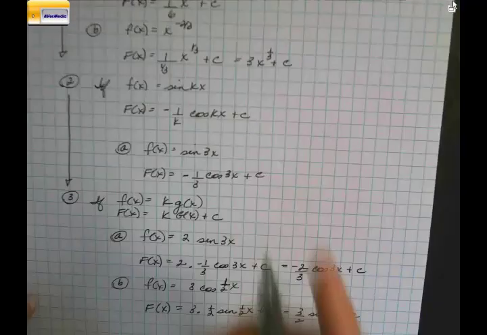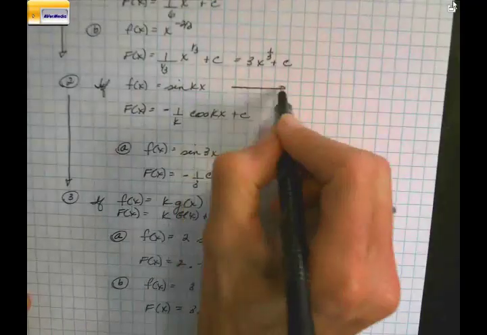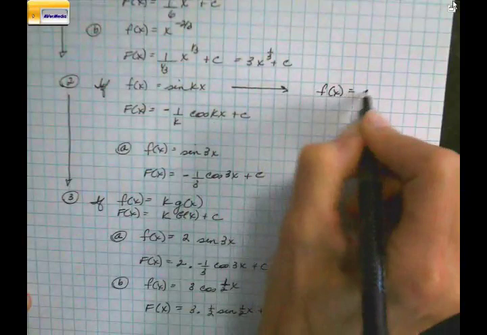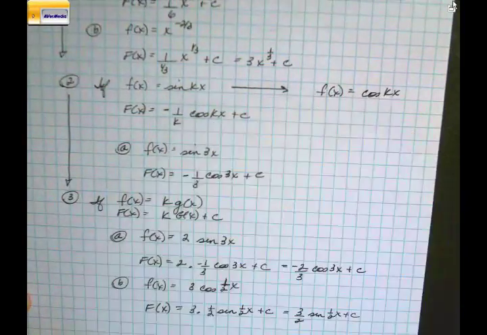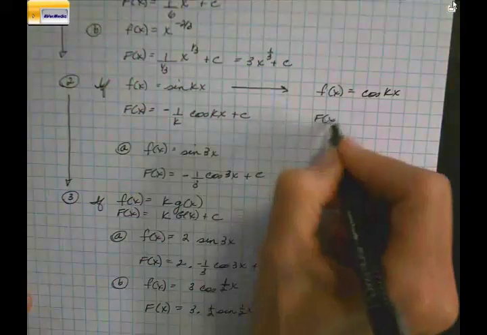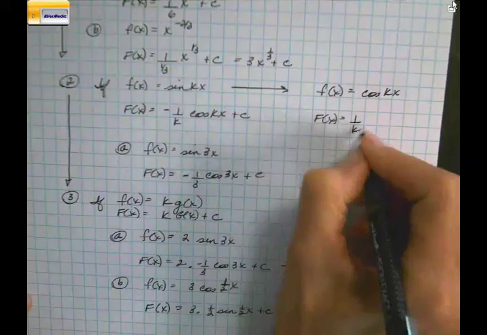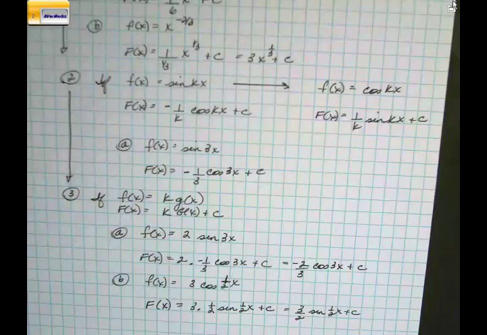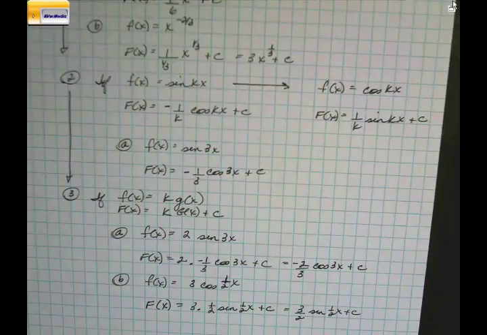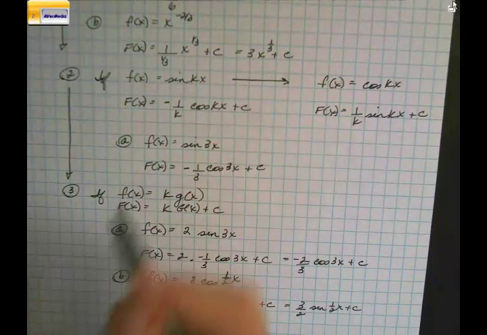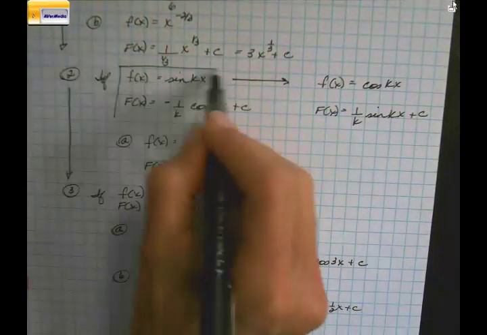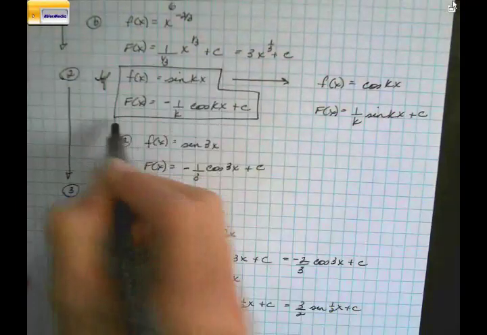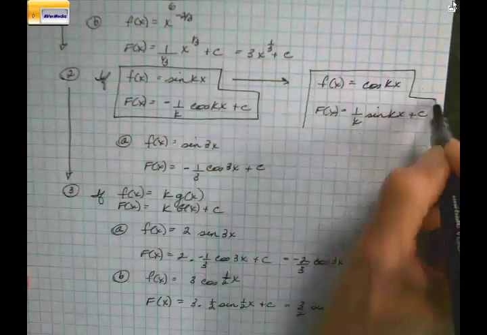Okay, so you kind of generated that one yourself, but up here on number 2, you can put on here, if you have a cosine function, then your antiderivative is the positive sine, 1 over k sine kx plus c. Okay, so there's your sine and your cosine. I guess we could put these in boxes or something. I don't know. These are your standards.